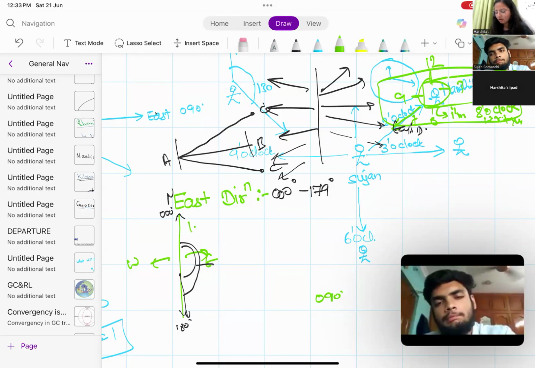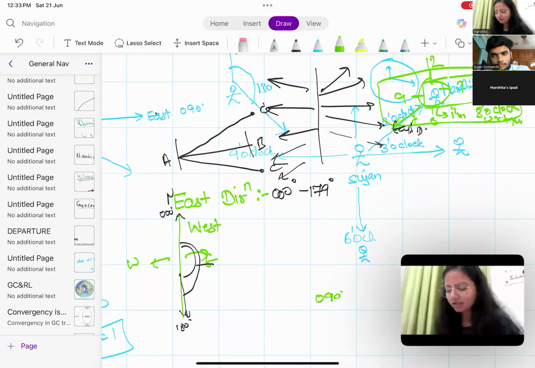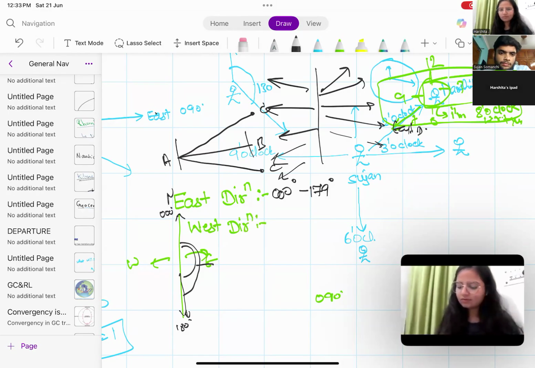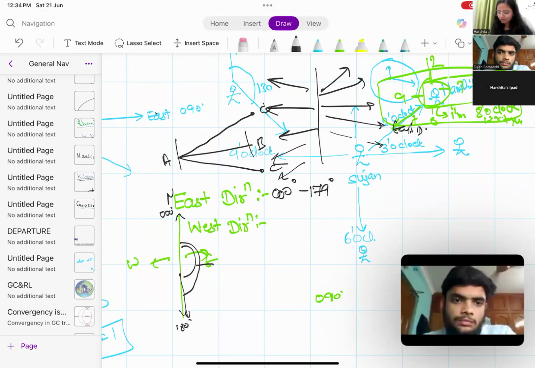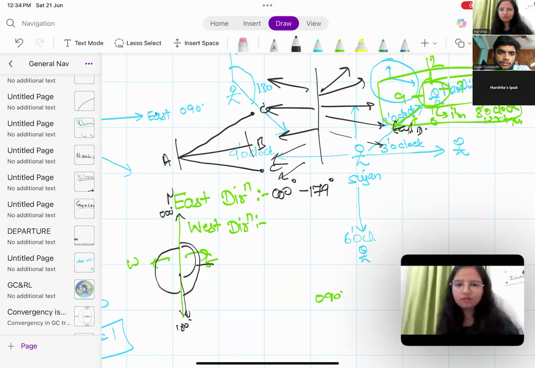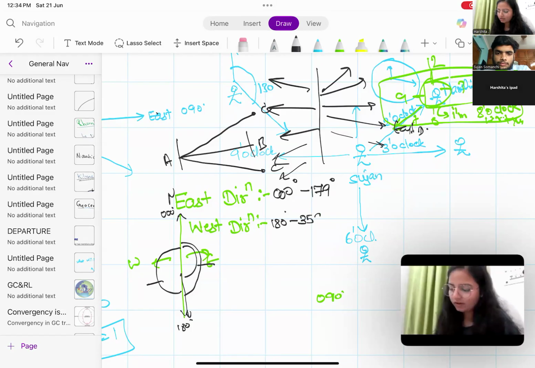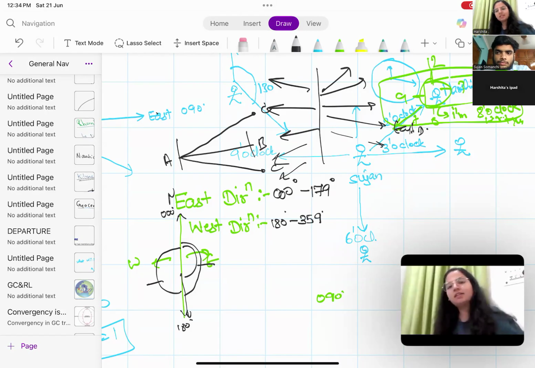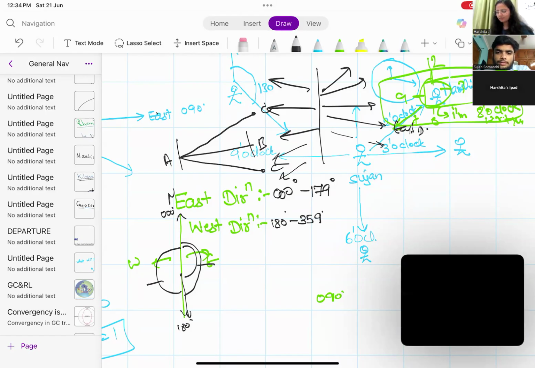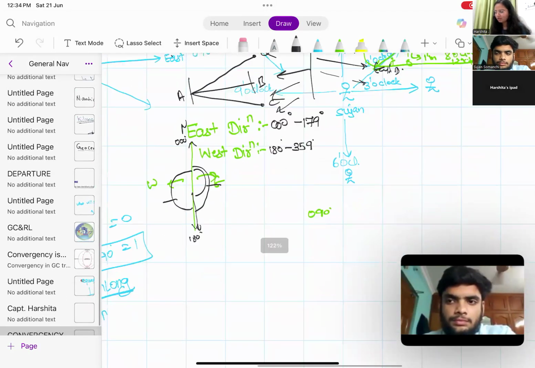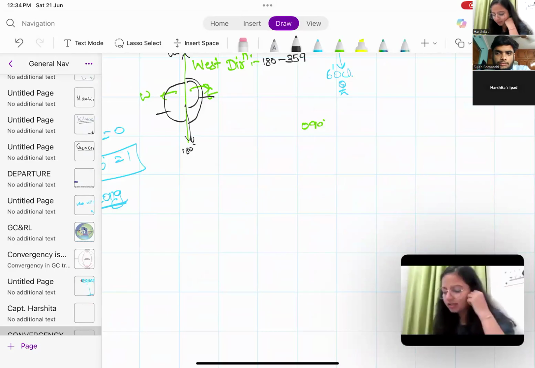Good. Now, what will be the west direction? From here to here, 180 to 359. This direction will be considered as the west direction, right? Good. Now, let's see one example.